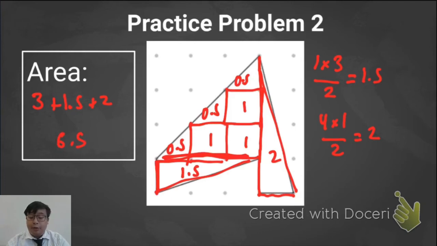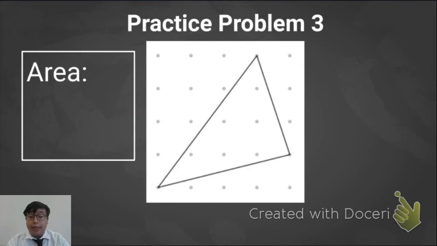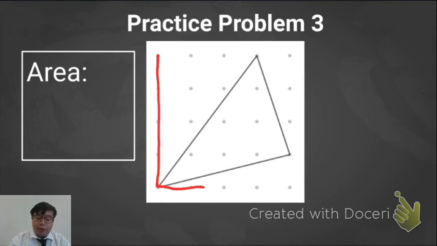All right, let's take a look at our third practice problem. And let's try using a different strategy. So instead of taking this shape and breaking it down to smaller pieces, another thing we do is find the area of this whole rectangle and then subtract the empty space. So how is that going to work out?